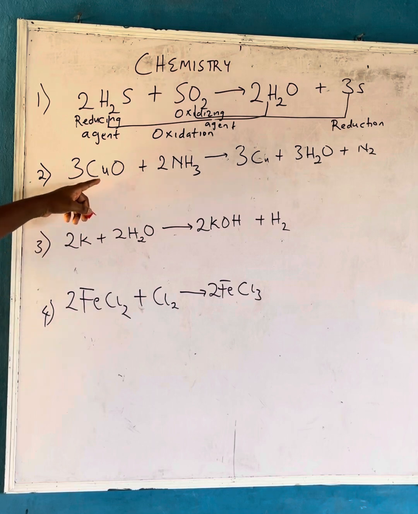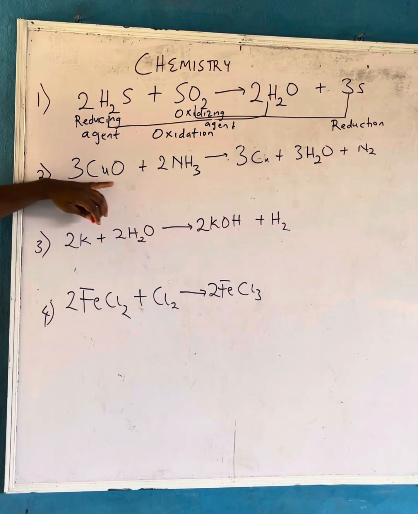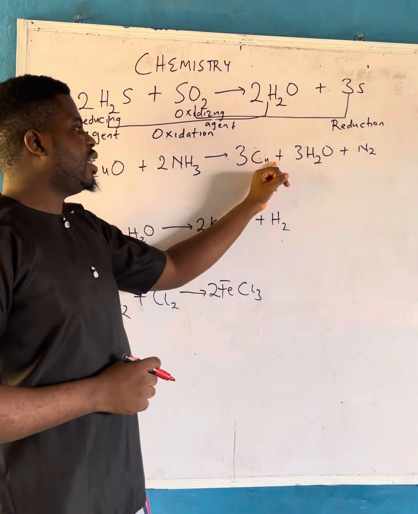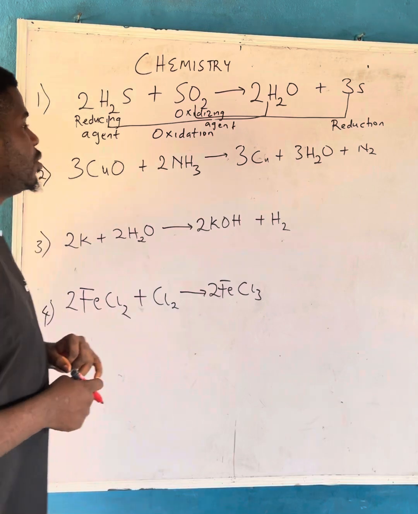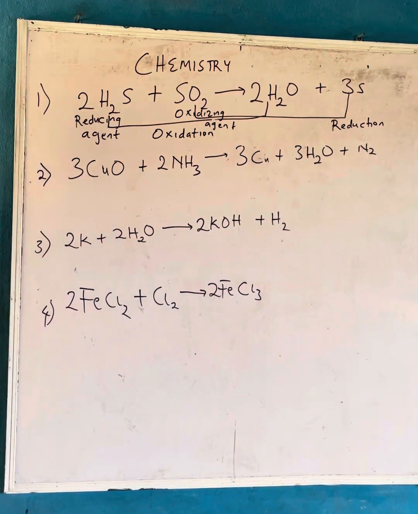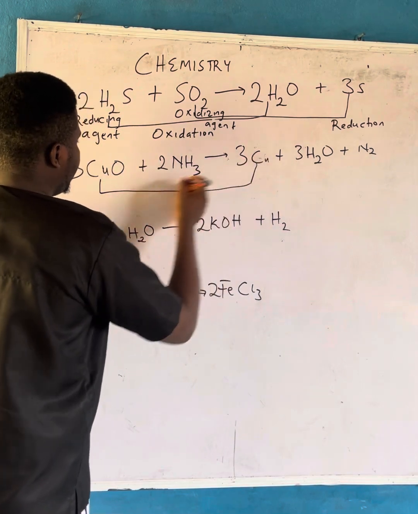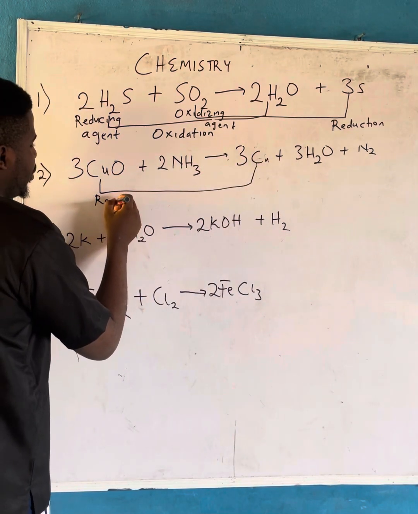If you notice something here, there is oxygen here, and when it gets to the product side, the oxygen here has been removed. And then I have already said that reduction is the removal of oxygen. So reduction is going on here. This is a reduction reaction.